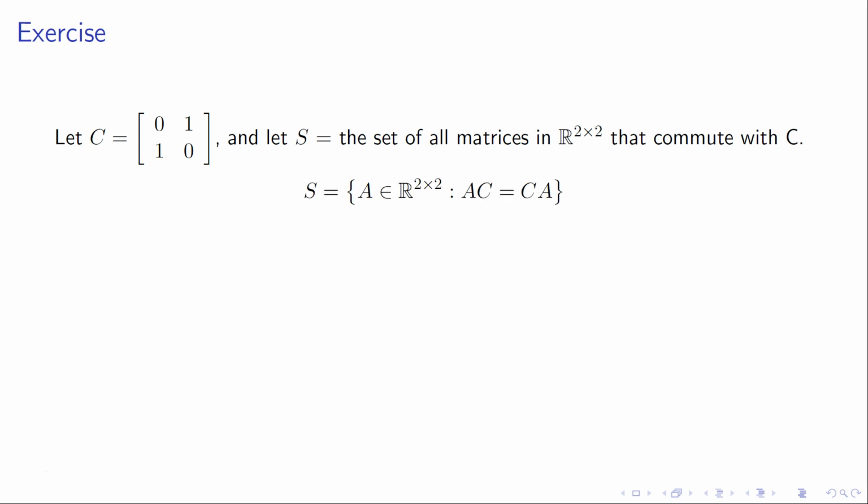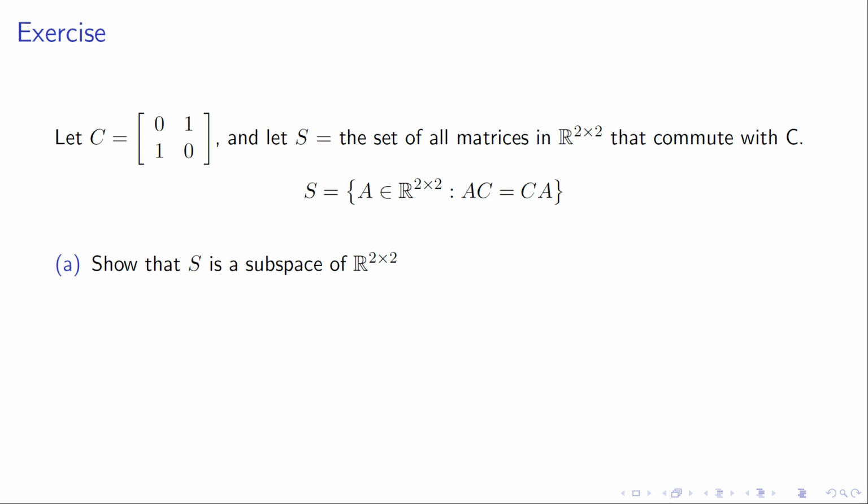And when I say commute with C, I mean that matrix A commutes with C means that AC is equal to CA. Of course, that's not automatically true for matrices, right? Matrices don't necessarily commute. But what if we thought of all the ones which did commute with C and we formed a set out of those? Well, you have 2 jobs here. Part A, I want you to show that that is indeed a subspace of R 2 by 2.